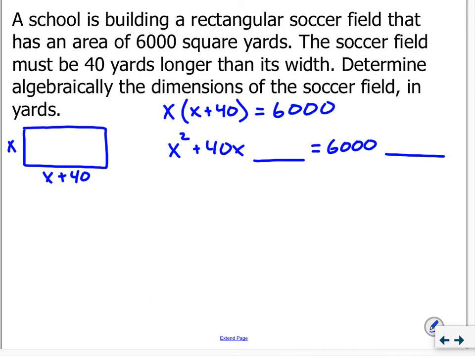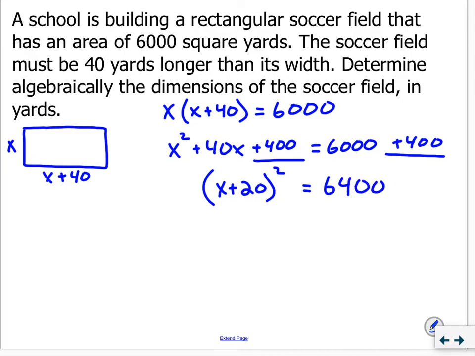Half of 40 is 20. 20 squared is 400. Oh, what nice numbers these are going to be. Check this out. When I factor on this side, I get x plus 20 squared, and over here I get 6,400. And if you're looking at 6,400 going, that number looks pretty cool to me, it looks cool to me too. I'll tell you why. Don't you know what the square root of 64 is? Yeah, the square root of 64 is 8. So the square root of 6,400 is 80.